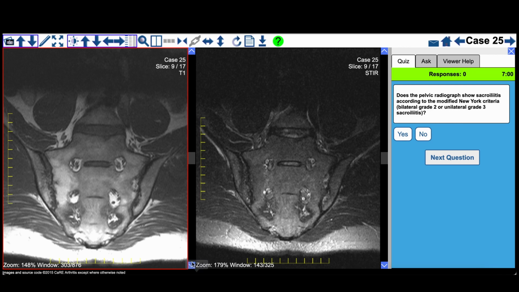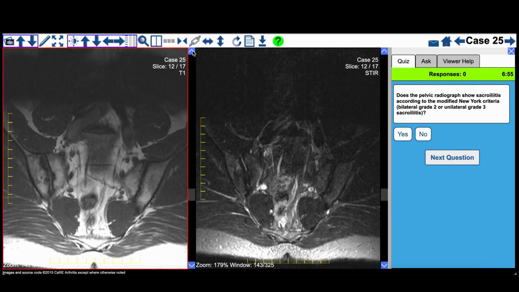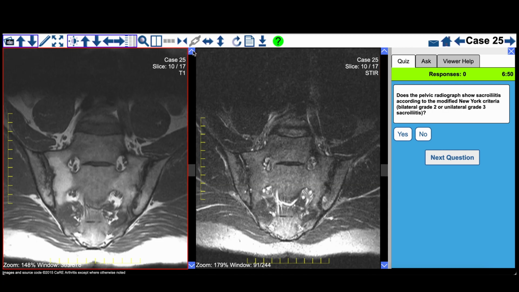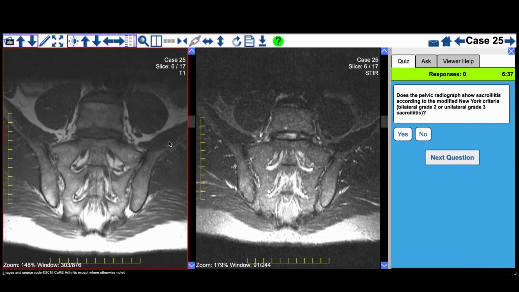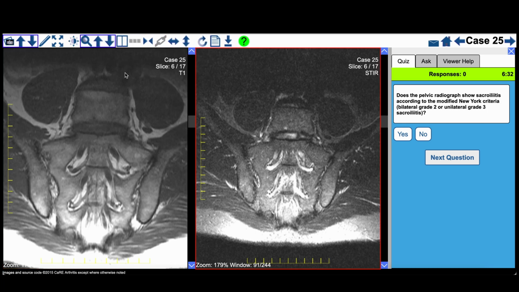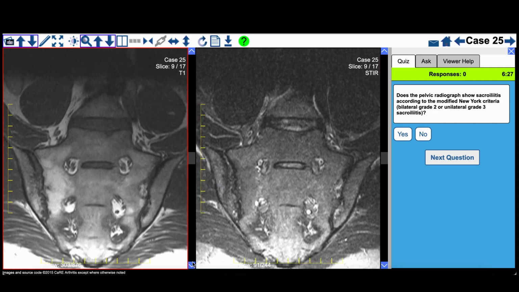So what we see as we scroll through the imaging from front to back is that on the STIR sequence, there is relatively little to find. There may be a small focus of bright signal here. Is that bone marrow edema? There's relatively little bone marrow edema. Let's just magnify the image a little bit further. So now we have some doubts whether this patient has axial spondyloarthritis.